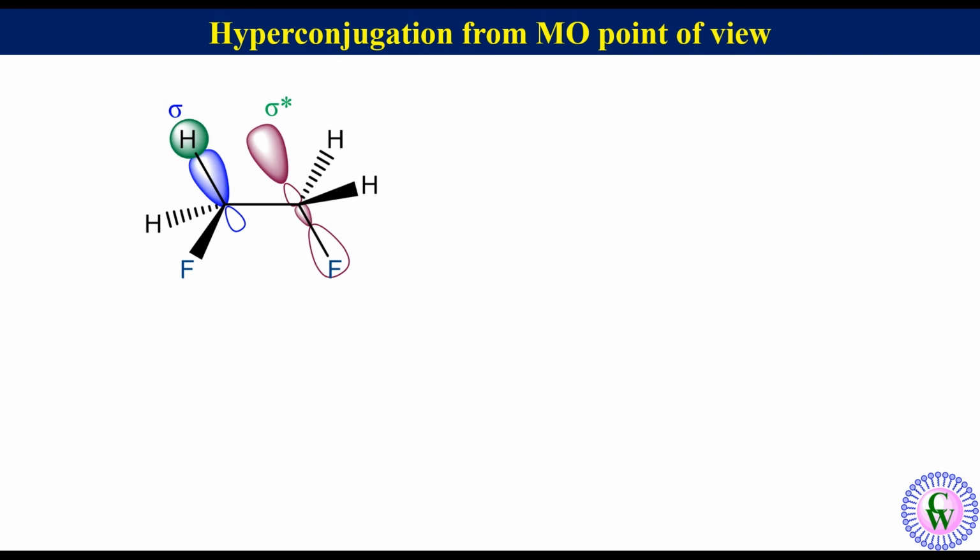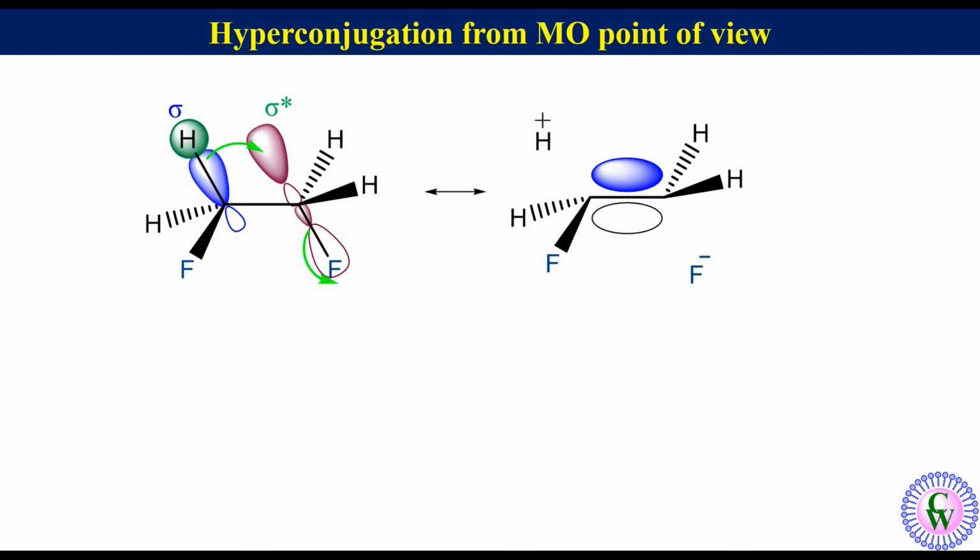So, in this conformation, overlap of the bonding orbital of the C-H sigma bond with the antibonding orbital of the C-F sigma bond allows the transfer of the C-H sigma electron pair to the antibonding C-F sigma bond. Because of this, the C-F sigma bond is broken and a pi bond is formed between the two carbon atoms. Thus, we can draw the hyperconjugative structure like this.